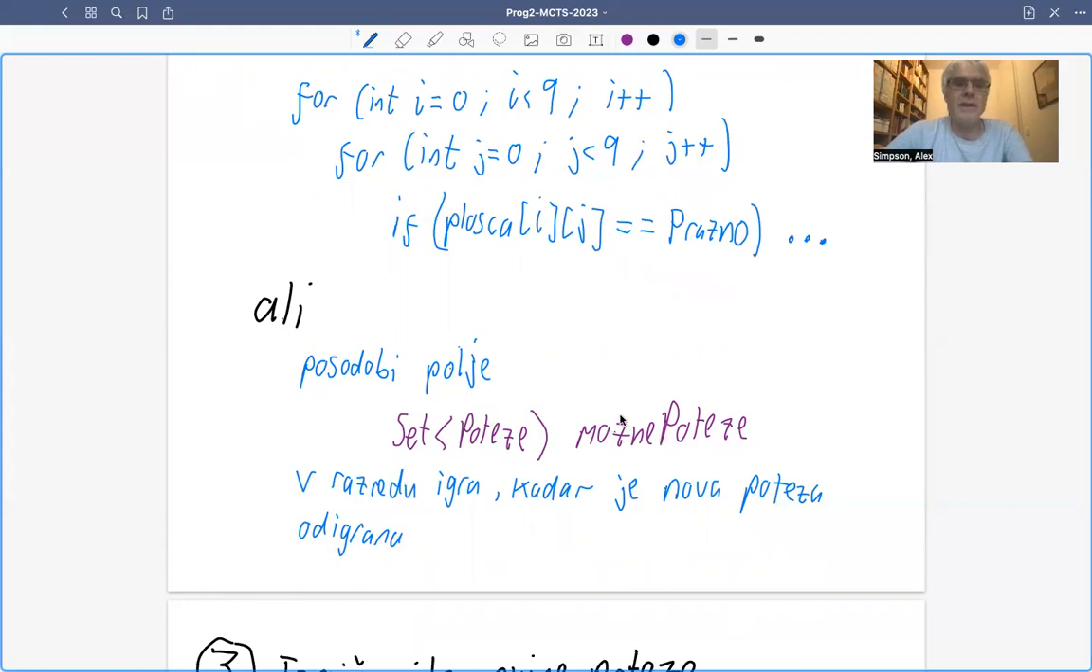So every igre object will have, as part of it, a field možné potéze, and that možné potéze will contain a set, which could be implemented in any of the Java ways you like of having a set. For example, a hash set would be one way of doing it. And then when you're in a game position, you simply have the list of possible moves available, and you don't need to do a nested for loop through the 81 different positions on the game.